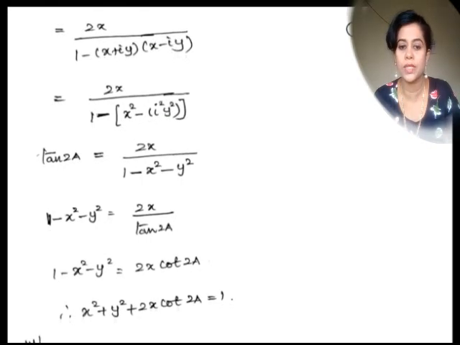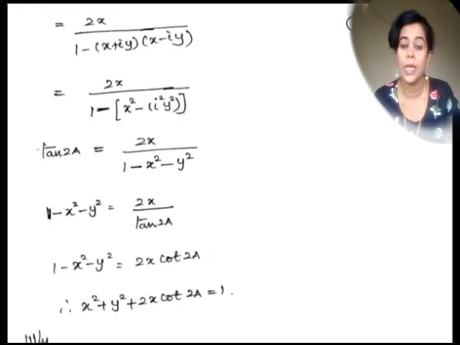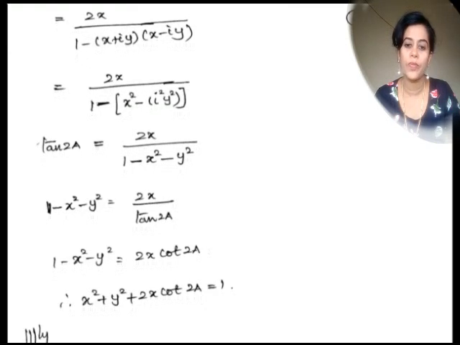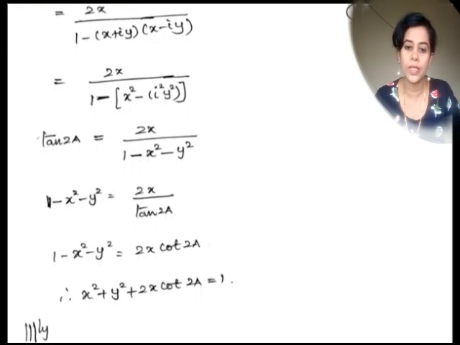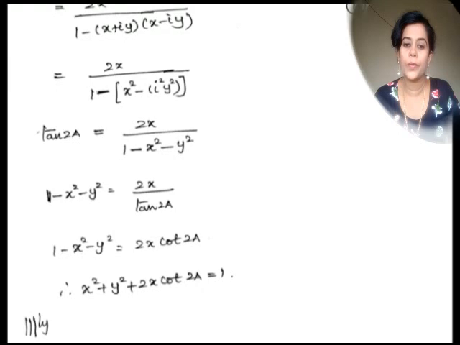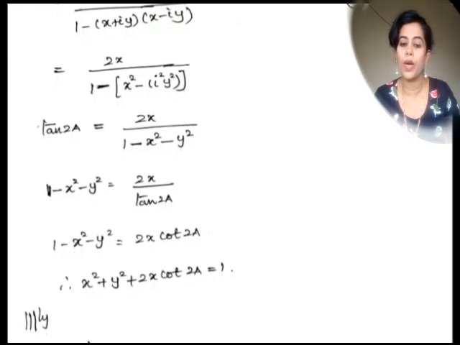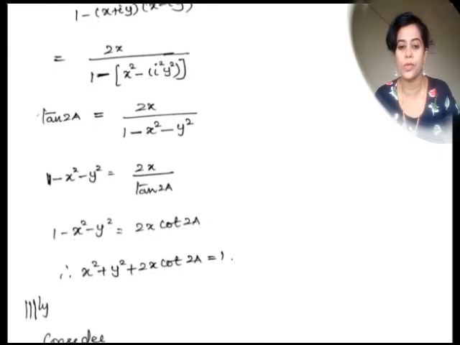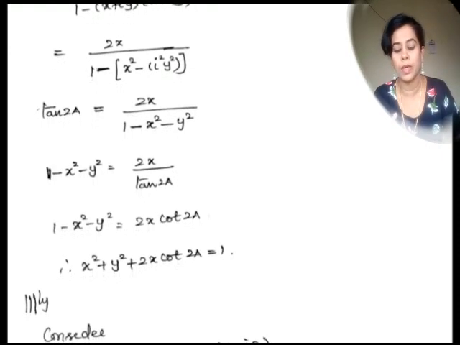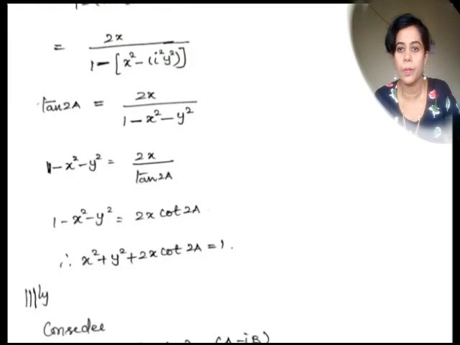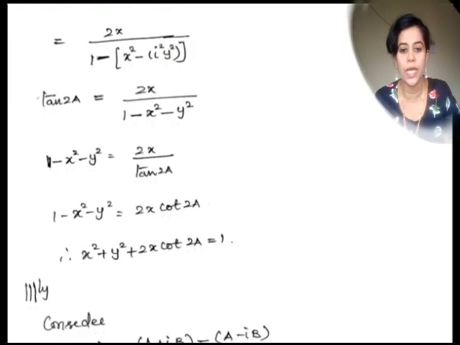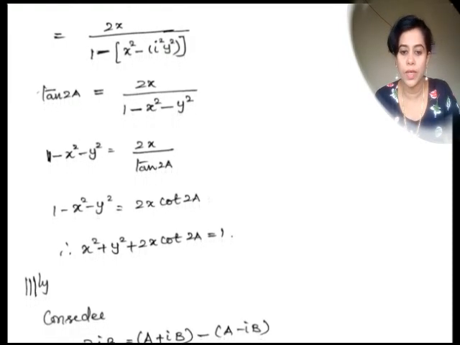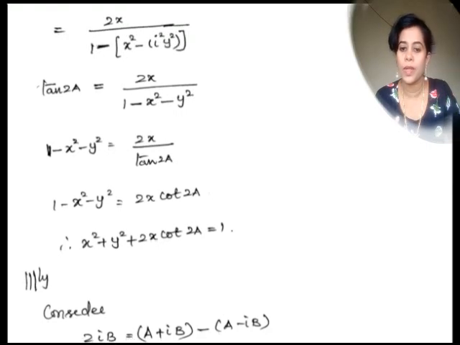According to that, it is 2x divided by 1 minus x squared minus i squared y squared. So i squared is minus 1, so minus into minus is plus. So we are getting x squared, 1 minus x squared minus x squared plus y squared. So now applying the minus to the bracket, the equation is tan 2a equal to 2x divided by 1 minus x squared minus y squared.